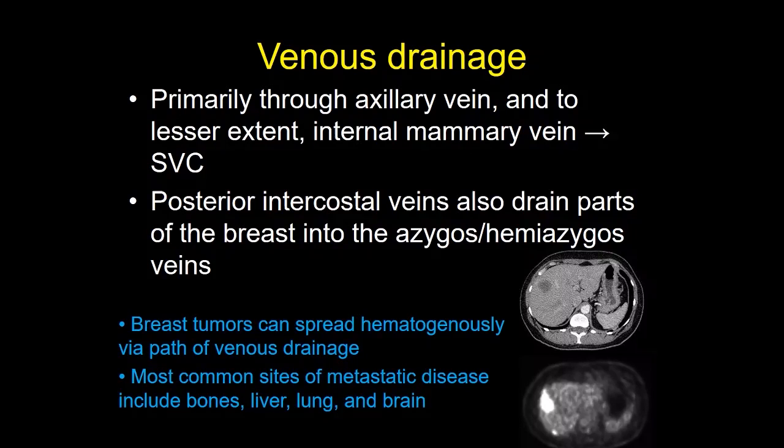Why do we care about the venous drainage? Well, that is one way that breast tumors can spread from the breast hematogenously to other parts of the body, predominantly the bones, the liver, the lung, and the brain, such as here in this patient who has a liver metastasis.